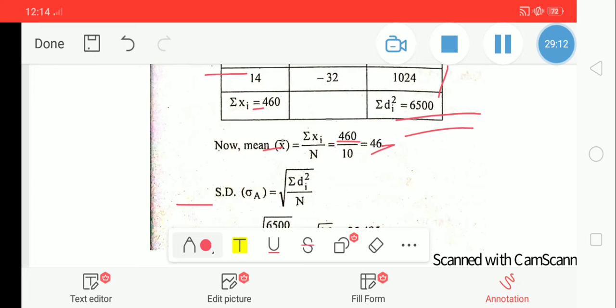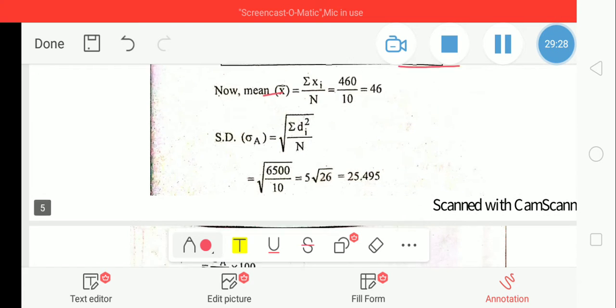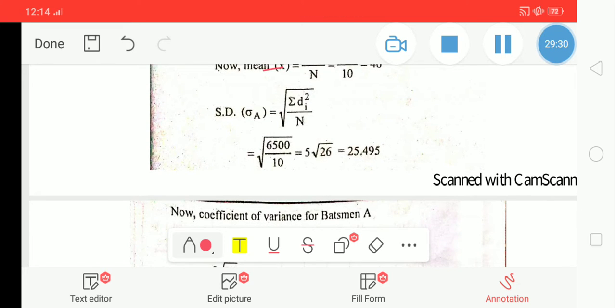This is in the data. So the standard deviation sigma A for batsman A: sigma A equals the square root of the summation of di square divided by n. Here the summation of di square is 6,500, divided by 10. So that is the square root of 650.